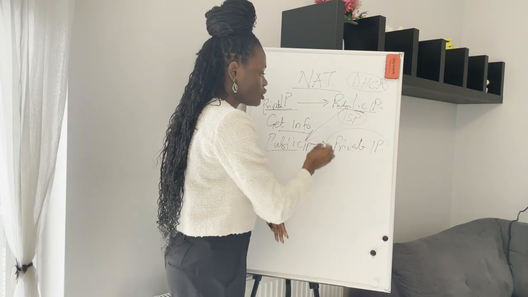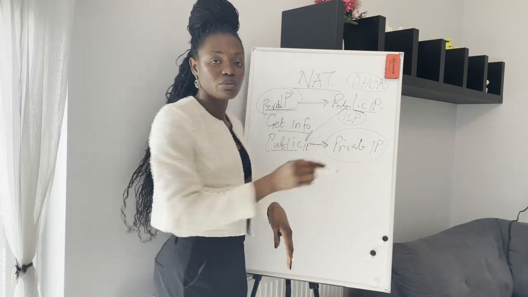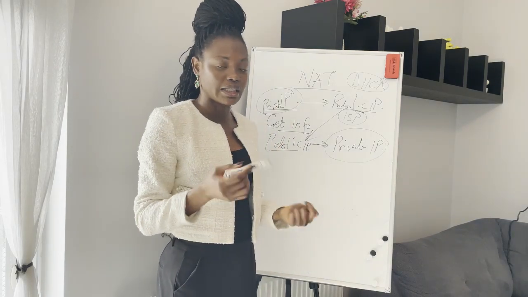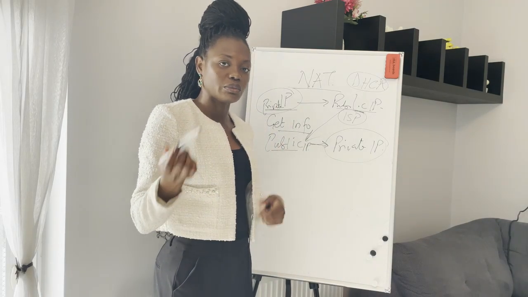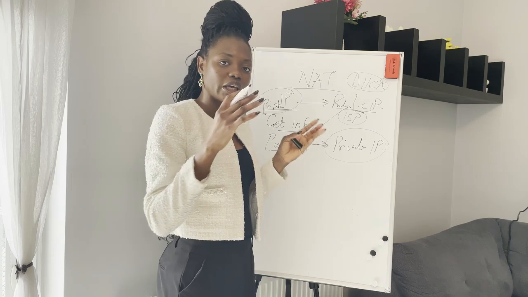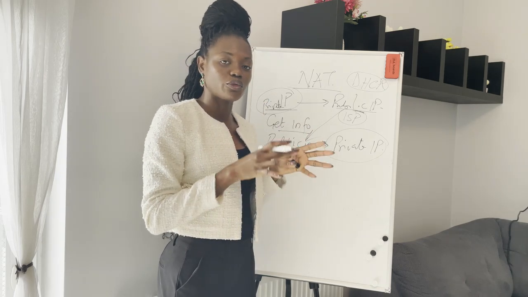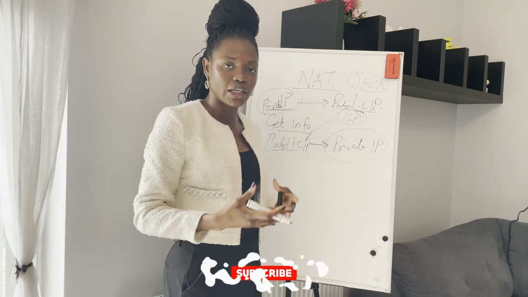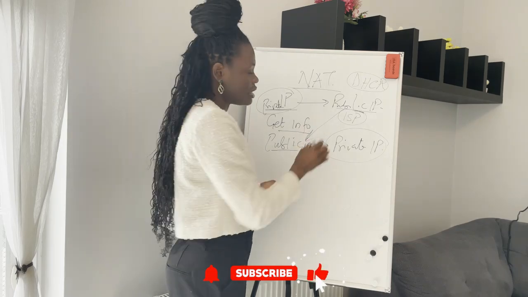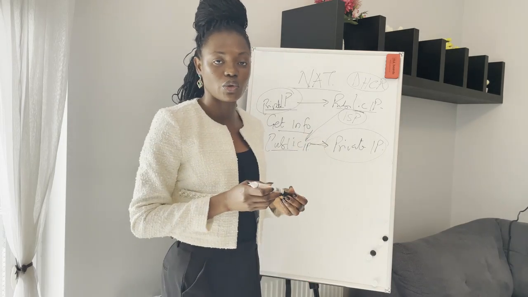So this private IP is not supposed to be visible anywhere public, and it's the same for workplaces also. From the internet, you're not supposed to be able to communicate with that IP, but from the intranet within the company, devices communicate with each other. So I hope this explains the difference between private and public IP.